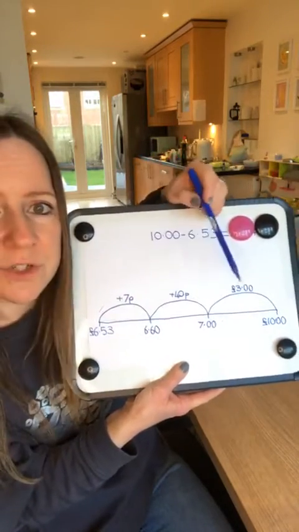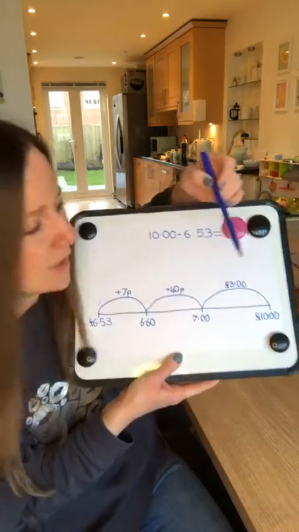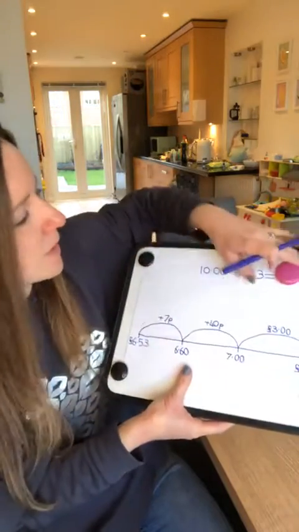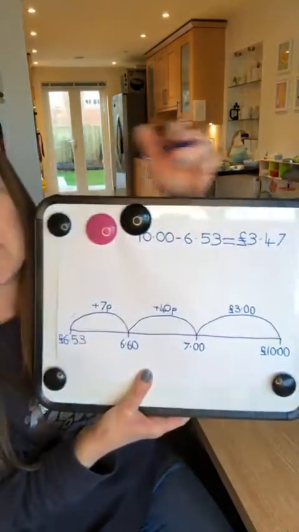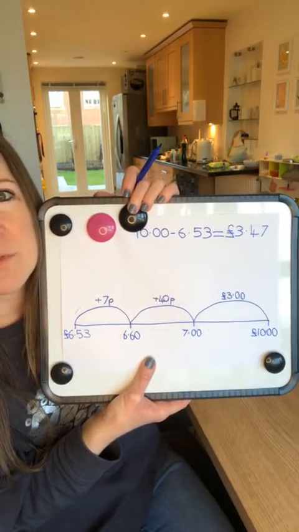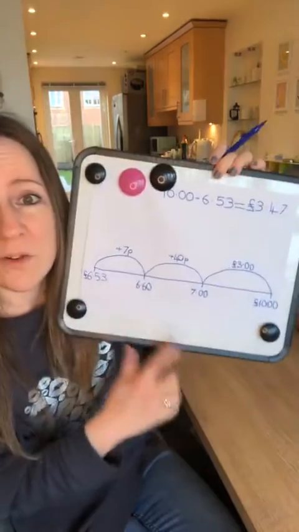Now the last thing they've got to do is just to add those jumps up, and that's going to tell them the change that they've got. So £3 and a 40p and a 7p, and they get £3.47 there. Excuse the poor writing. When you do it backwards, it's really weird. Okay, so that's what we call a number line.